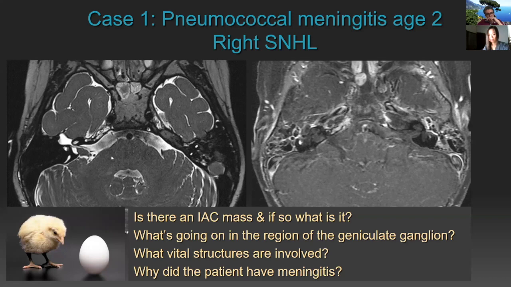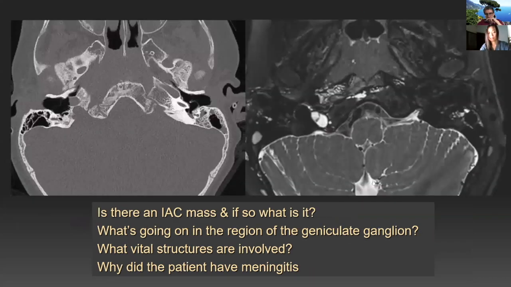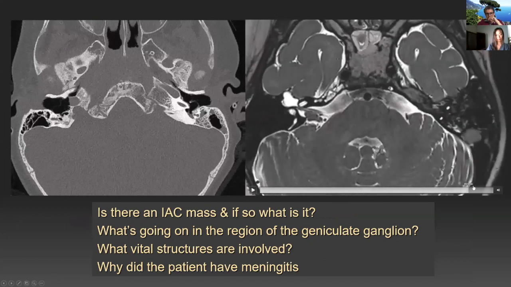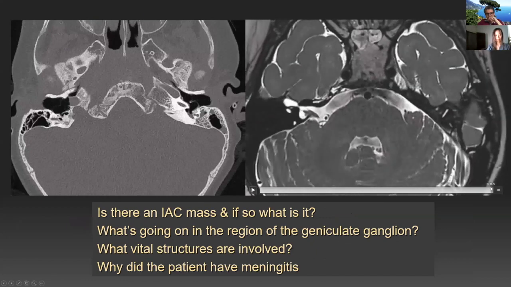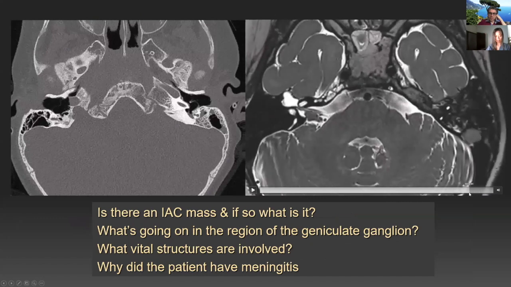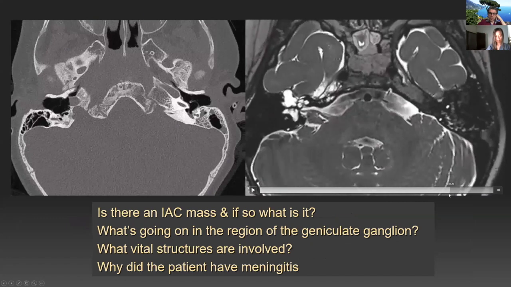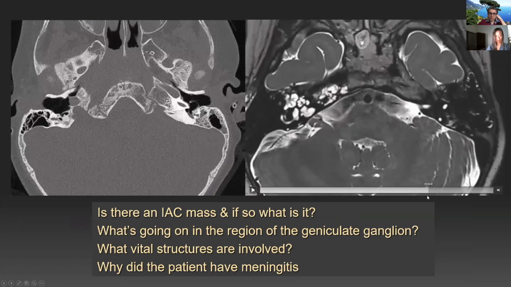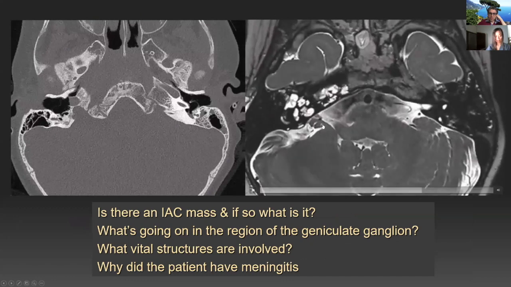So if we look at the imaging, and starting off with the MR, and if we scroll through to the top of the stack of images, you can see that regarding the first question about the IAC mass, what appears at first glance to be a nodular mass along the cranial nerve is in fact a little protrusion of the patient's very own flocculus, which has herniated into the IAC.